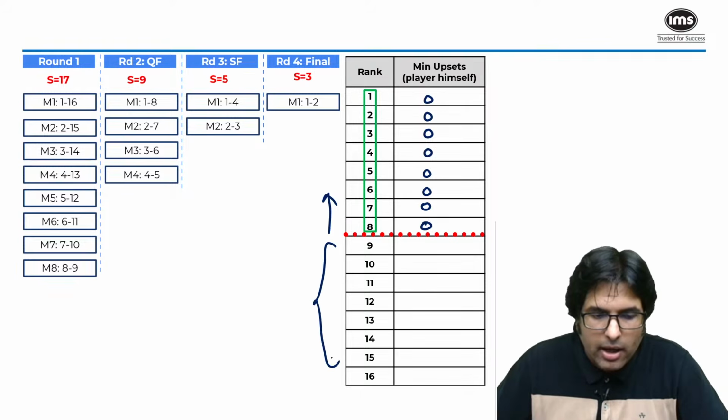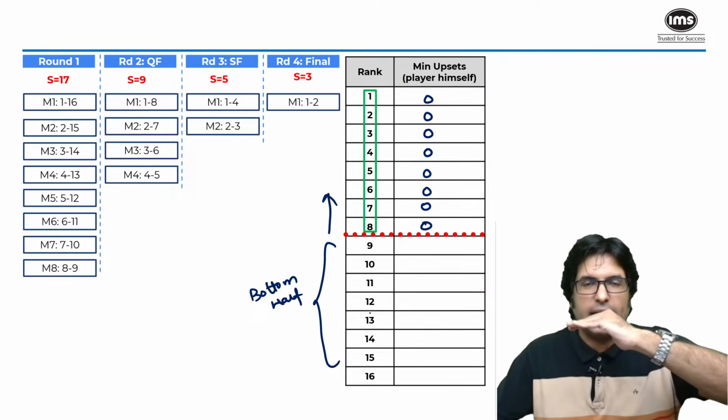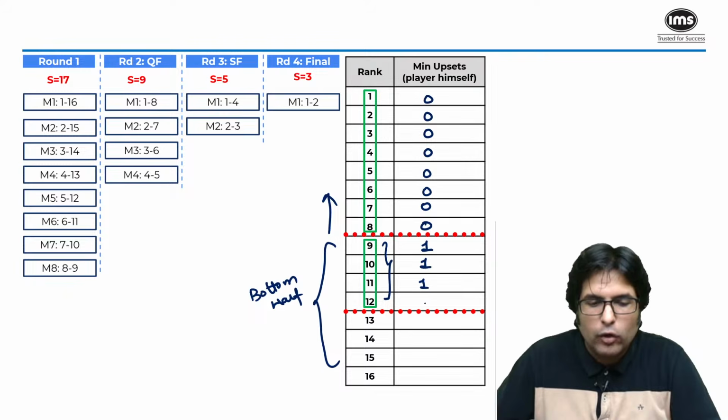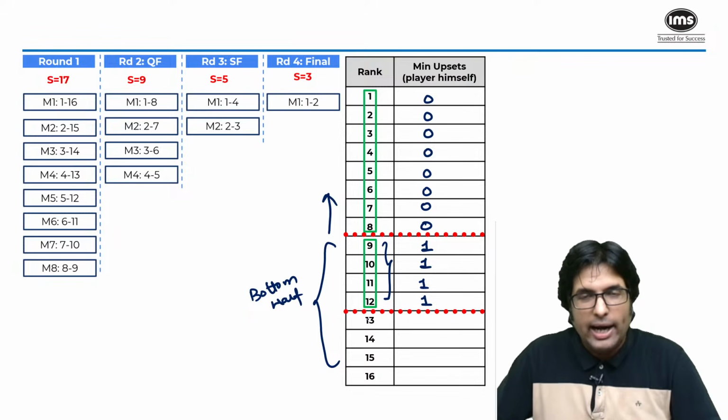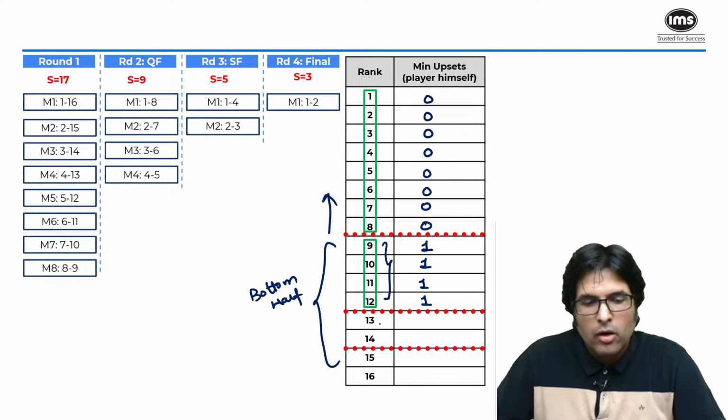Now for the remaining bottom half, we would again halve this. So for players from 9 to 16, divide them into 2 halves. So this would be at the range of 12th rank. So now we have divided them into 2 halves. All the players from 9 to 12 would require exactly 1 upset to be able to win the tournament. And now for the remaining players from 13 to 16, again you would divide them into 2 halves. So 13, 14 would get separated. For these 2 players 13 and 14, you would require 2 upsets.